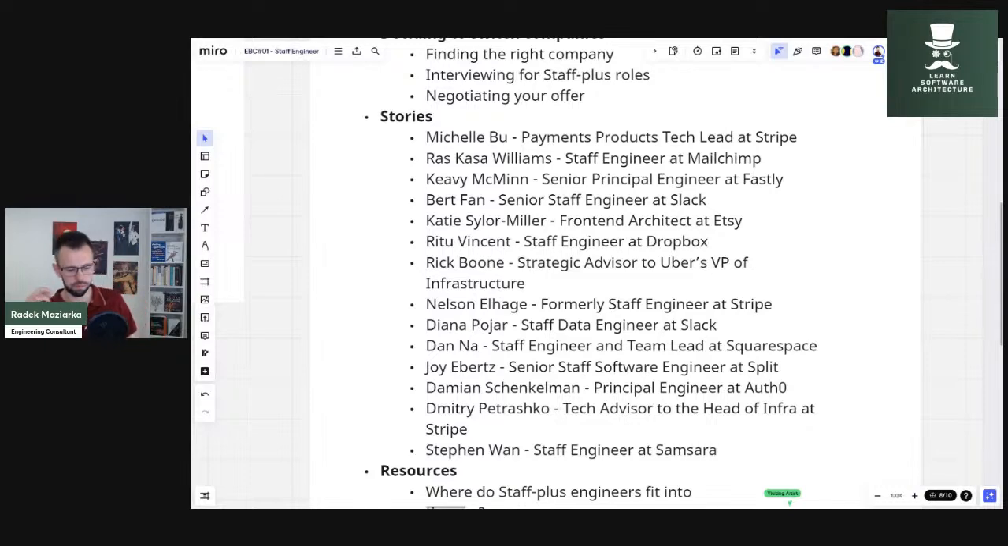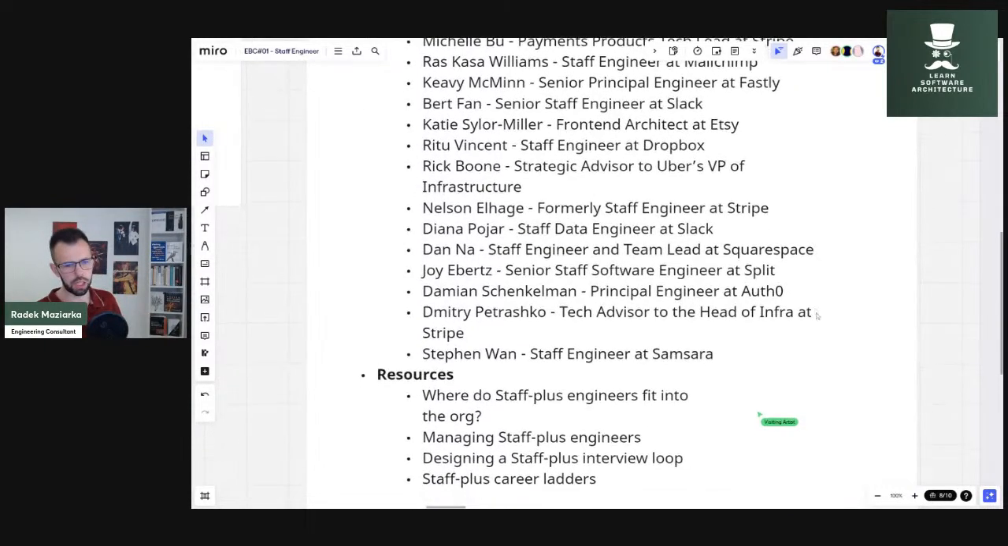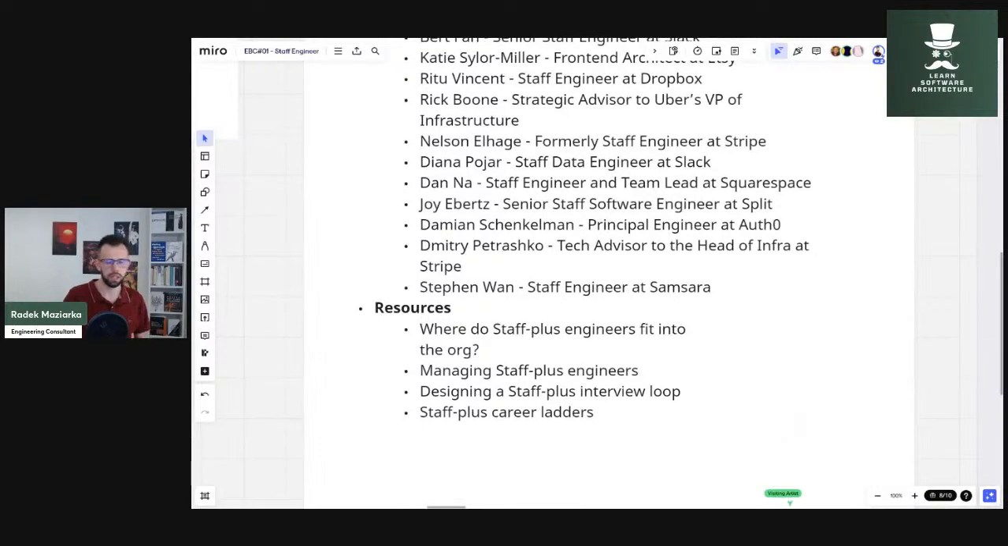So a lot of insightful stories, and at the end we have different resources about how to put the staff plus engineers into the organization, and how to manage these people. These people are deciding what the interview loop is about. So mostly focus on folks who are trying to implement this staff role within their organizations.